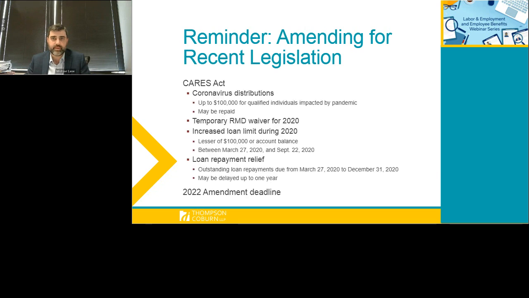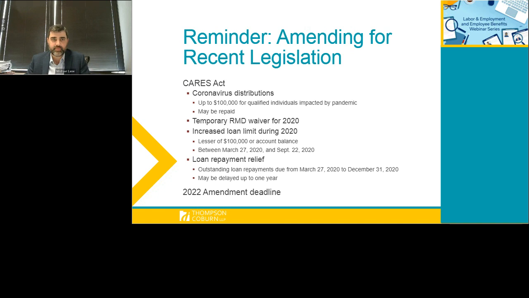Another piece of recent legislation was the CARES Act, which was passed early in the pandemic last year. It allowed plans to make coronavirus distributions of up to $100,000 to qualified individuals who were impacted by the pandemic. Those coronavirus distributions are allowed to be recontributed to the plan if the plan allows, or recontributed to an individual IRA. The CARES Act temporarily waived the RMD requirement for 2020, and it also increased the loan limit during 2020 to the lesser of $100,000 or the participant's account balance.